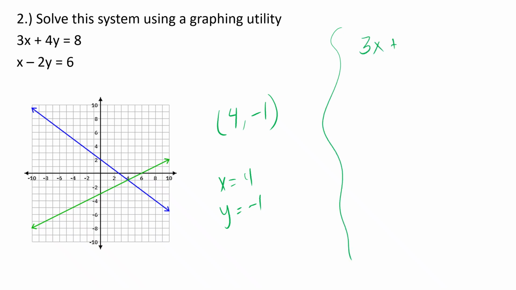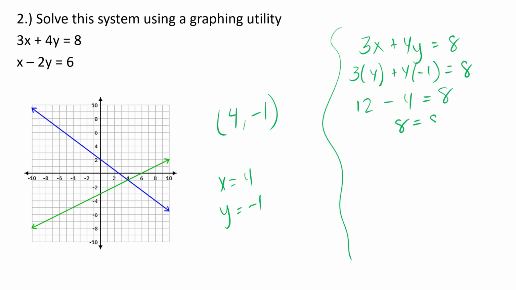So we have 3x plus 4y equals 8. So 3 times 4 plus 4 times -1. That's 12 minus 4, and that's 8. Yeah, so it works for the first one.